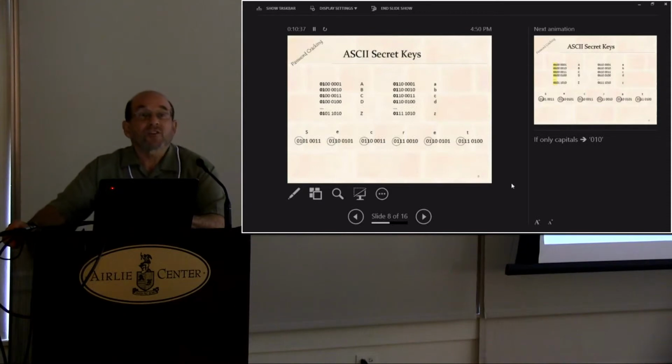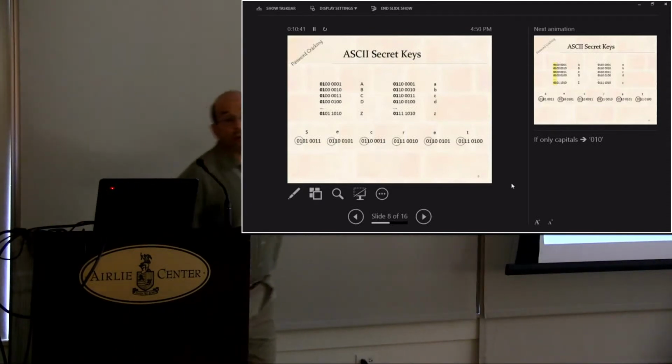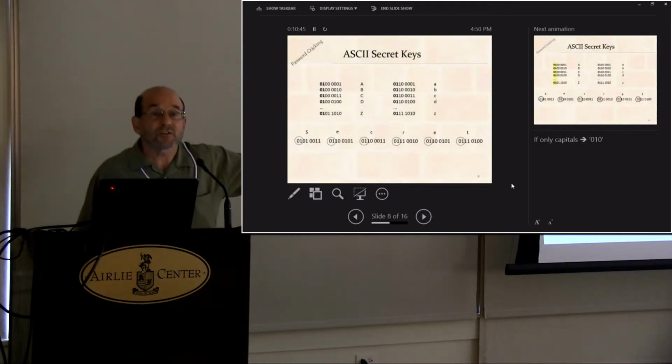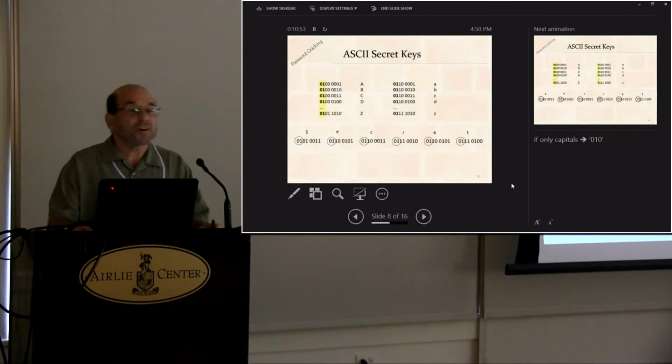So yes, I'm assuming that this is the key, but I'm also assuming that the attacker can put all these possibilities through that particular translation function, which will generate the actual secret key. Was that a sufficient answer? Oh, great. Thanks for the question.